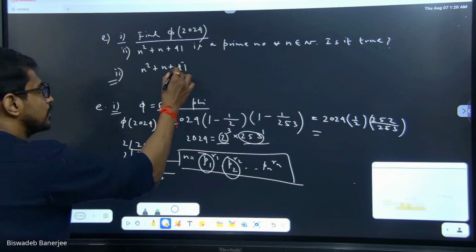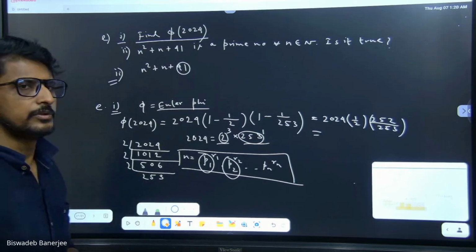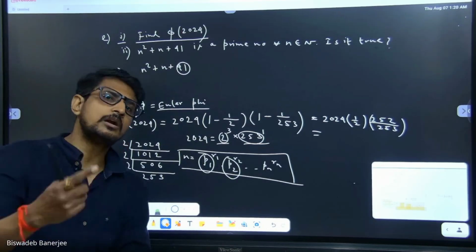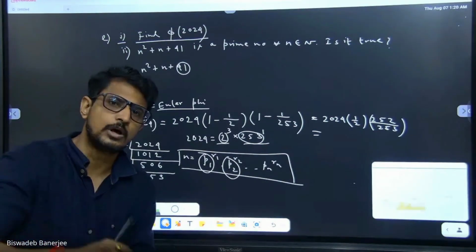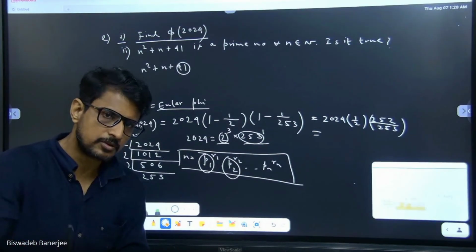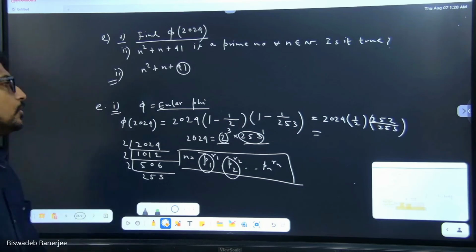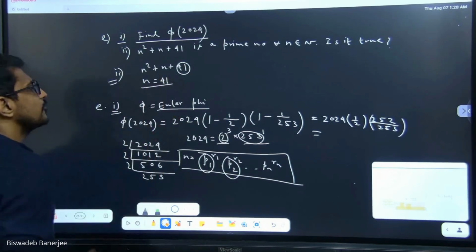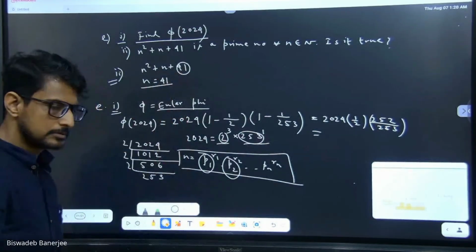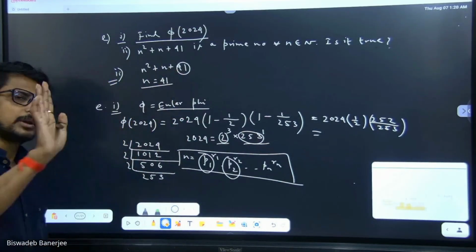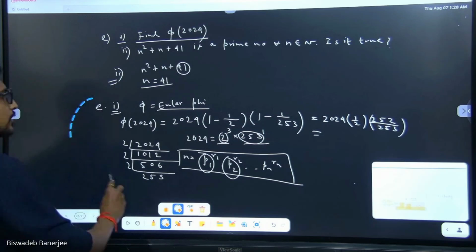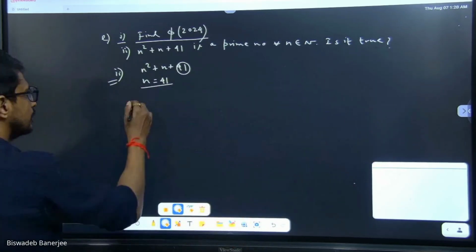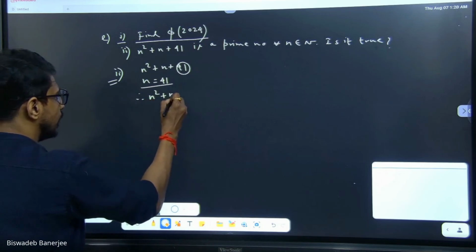See that there is a number which is 41. Now we know 41 is a prime number, that means you can't write 41 as a product of two numbers. It's a theory of prime numbers. So how can we do this? Let us take n equal to 41. Why are you taking 41? Because here we have 41. I'm giving you this shortcut technique.